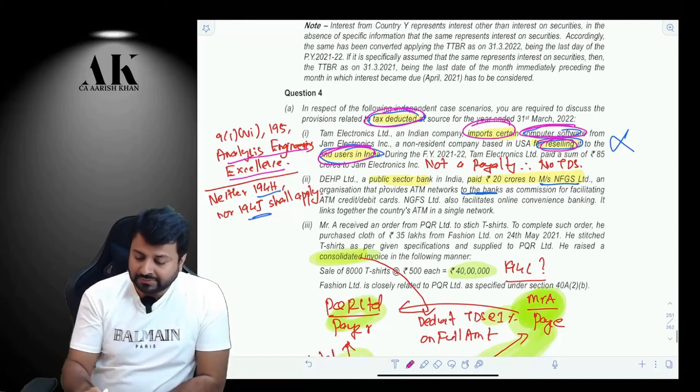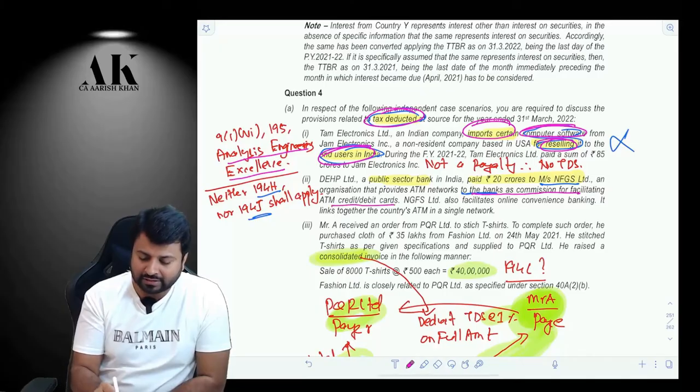Okay. Second one, there's a public sector company which is making some payment to the bank as commission for facilitating ATM cards or debit cards.